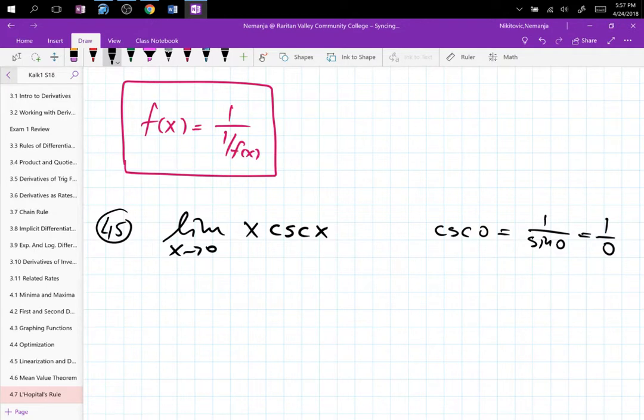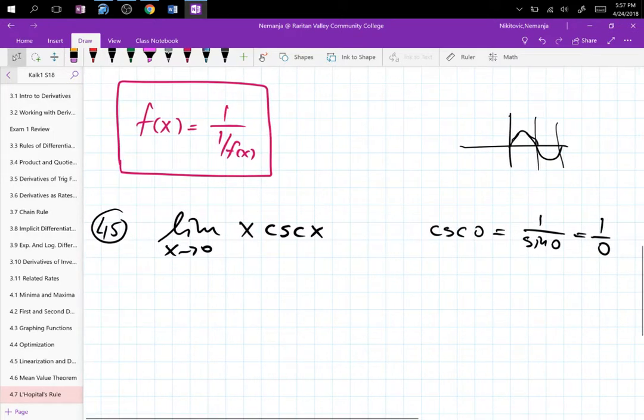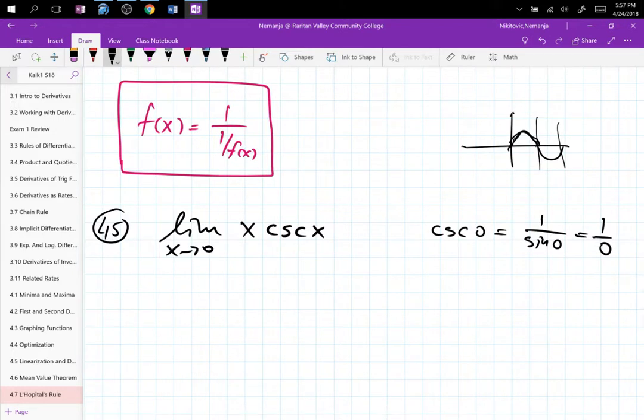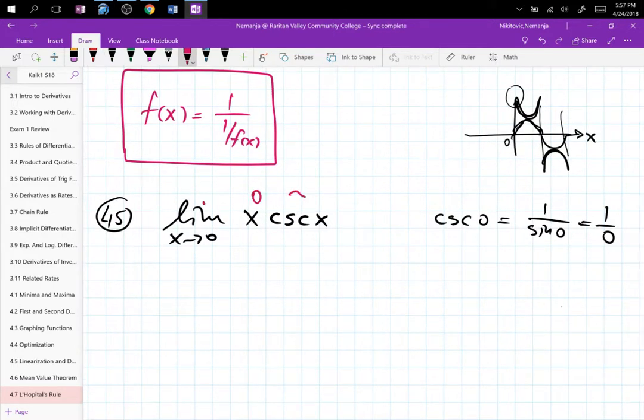You can also draw the graph. If you draw the graph for sine, and you put vertical asymptotes wherever sine goes through the x-axis, and then just invert these to draw the cosecant graph, what do you see for cosecant at 0? You see infinity, right? So we know that the first part is 0 and the second part is infinity. So we have 0 times infinity.